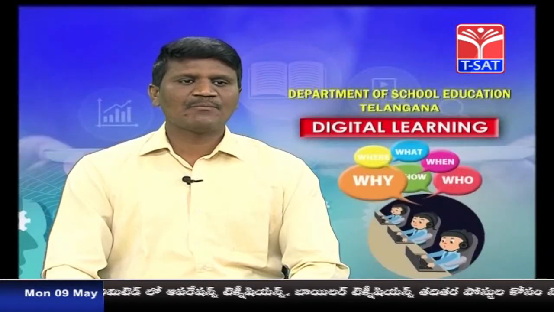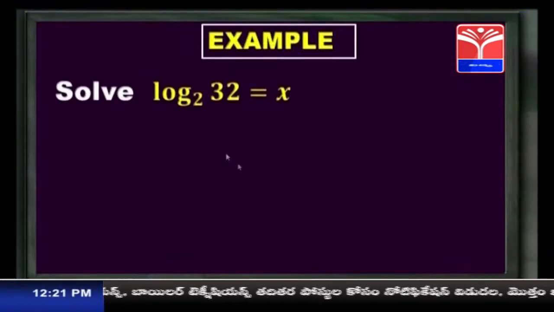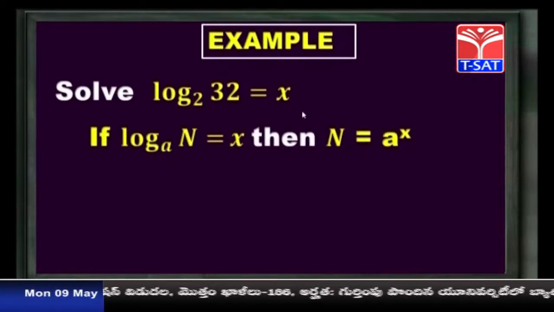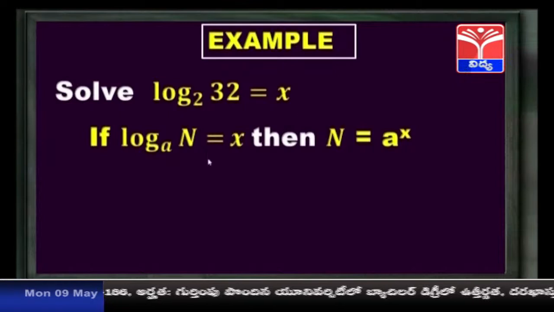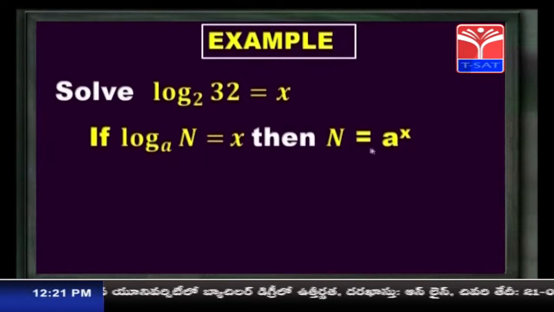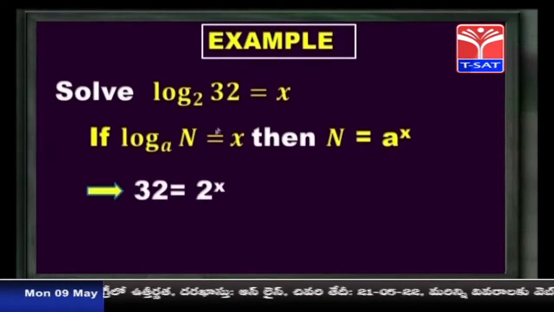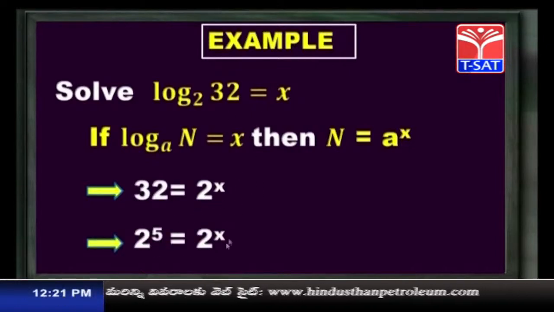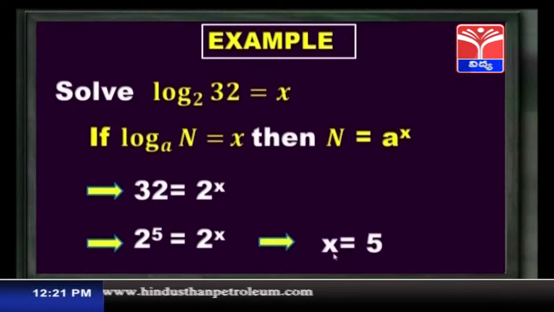Now, let us see one example based on this. Log 32 to the base 2 is equal to x. Log n to the base a is equal to x, then n is equal to a power x. So 32 is equal to 2 power x, we can write 2 power 5 is equal to 2 power x. Already we have seen this: if bases are equal, powers are also equal, so x is equal to 5.